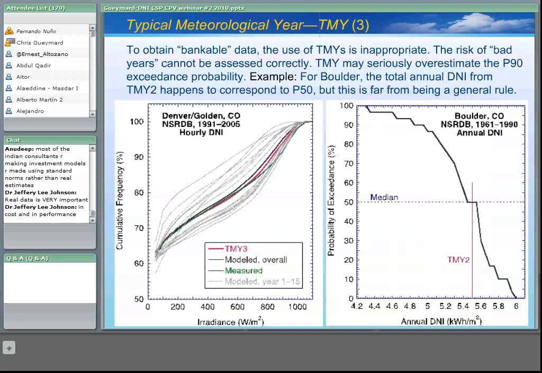So here we have an example for Denver Golden again, based this time on 15 years of data, and the cumulative frequency in percent for all these 15 years in gray. So you have good years and bad years. And compared to the modeled in dark gray or black, TMY3 in red, and the measured values in green, we have a relatively good agreement here and some disagreement there. But the main thing is, as you see, you have a lot of scatter from one year to the other, which is obviously not reproduced in the TMY3 data.